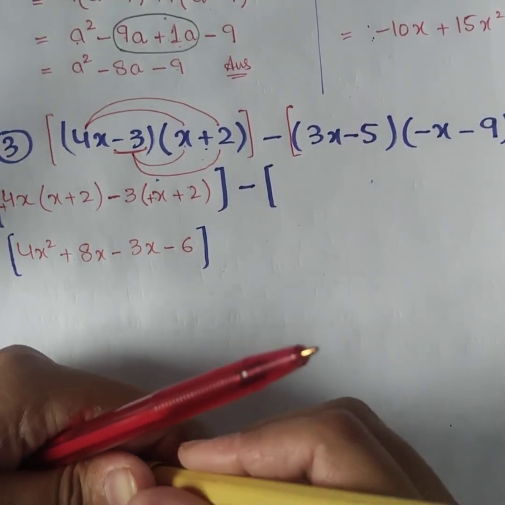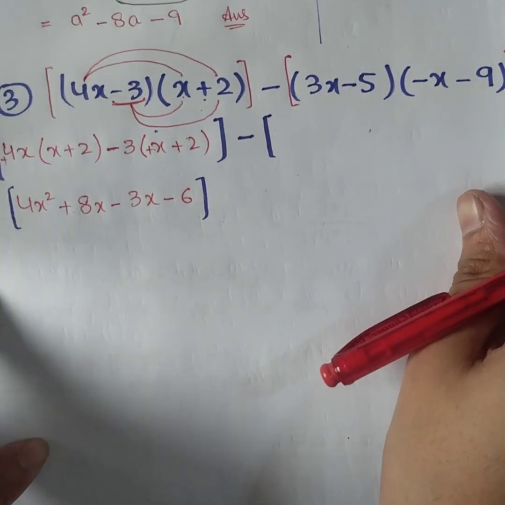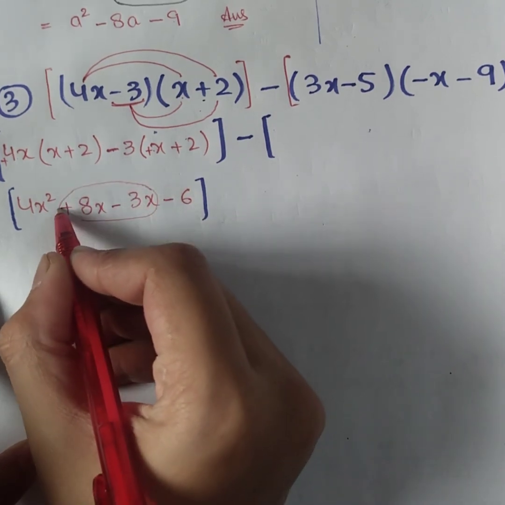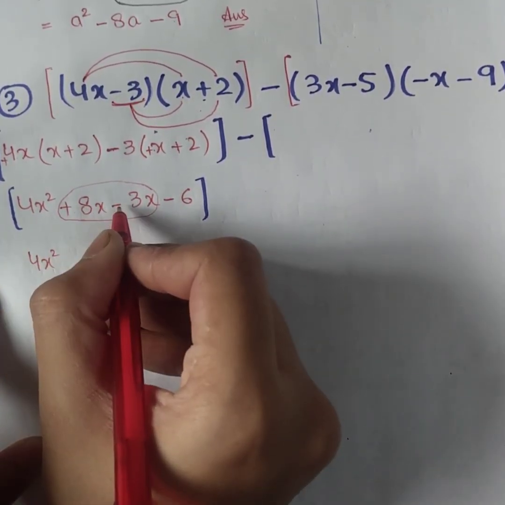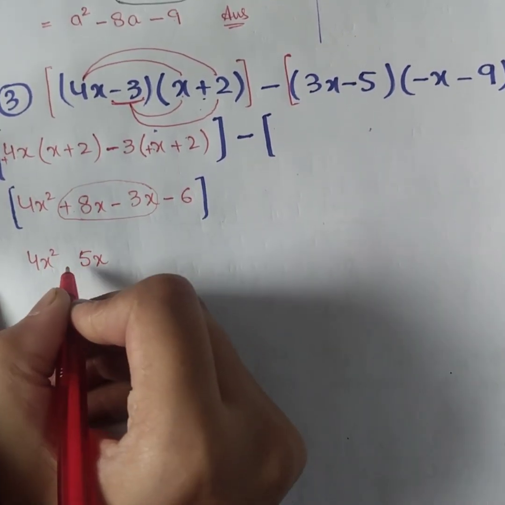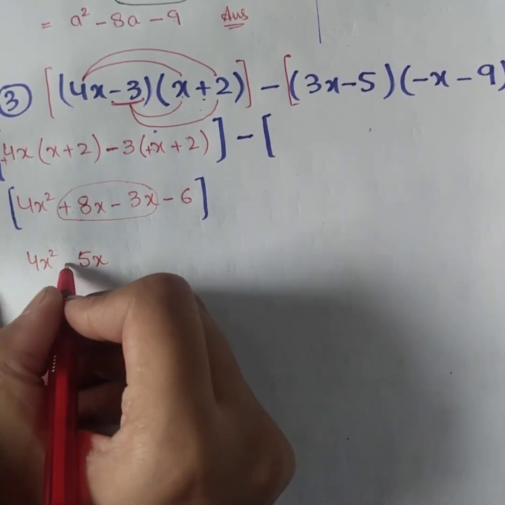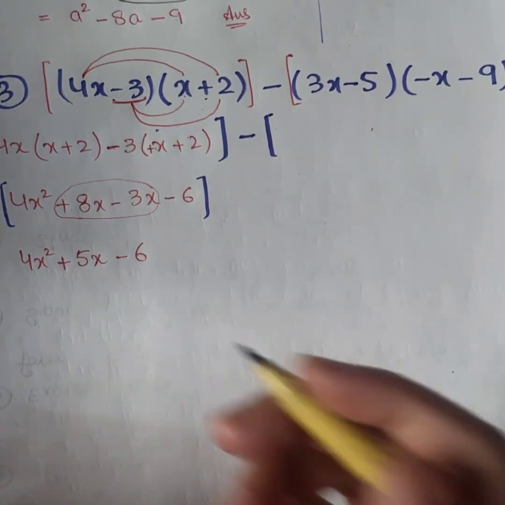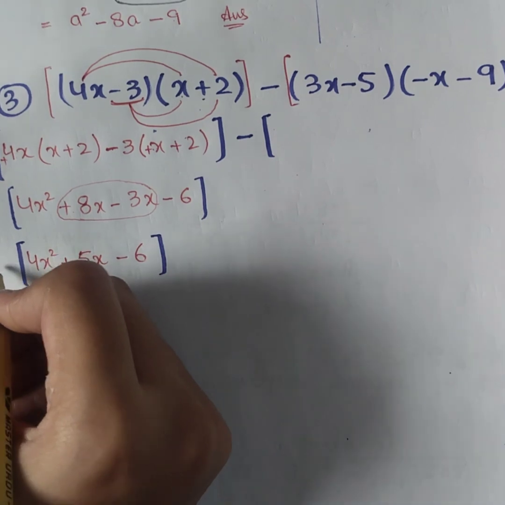Next, what I have to do, you can see here, this is an x term and this is an x term. You can resolve both the terms. It becomes 4x square plus 8 minus 3, it becomes 5x. And I'm using the sign of the larger value, 8 is larger than 3, so here is a plus sign, minus 6 as it is. Again put your brackets similarly.